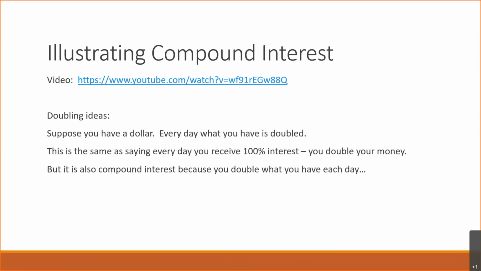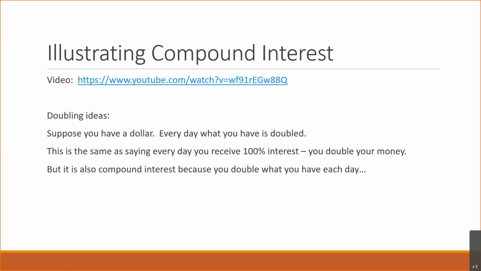So number one, the easiest way I think when we talk about compound interest is this doubling idea, and really doubling is compound interest, right? There are a lot of different versions of this kind of story, but we're going to go with starting with a dollar. Sometimes it's a penny or whatever, but you have a dollar, and every day what you have is doubled, okay? That's really saying the same thing as being paid 100% interest per day, right? Loan sharks would love that. 100% interest per day. In other words, you're doubling your money every day.